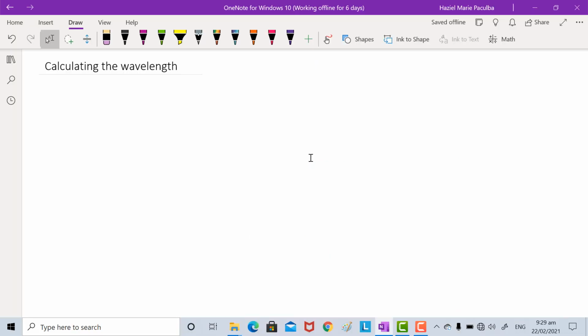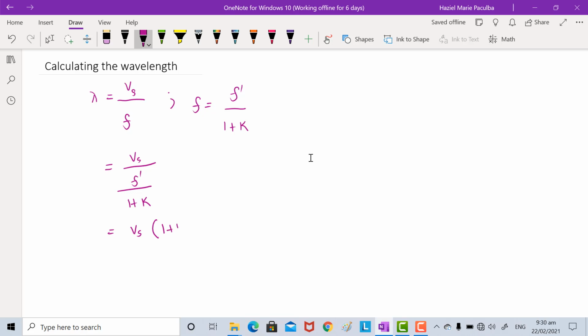And finally, we can calculate for the wavelength. So the wavelength can be obtained by dividing the speed of sound by the frequency. And as we have obtained earlier, the frequency is equal to f prime over 1 plus kappa. Therefore, our lambda, the wavelength, is equal to v sub s over f prime over 1 plus kappa, or this can be written as v sub s multiplied by 1 plus kappa divided by f prime.